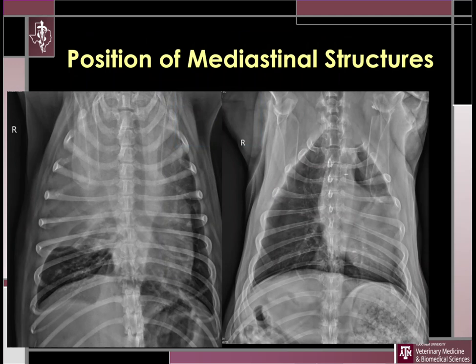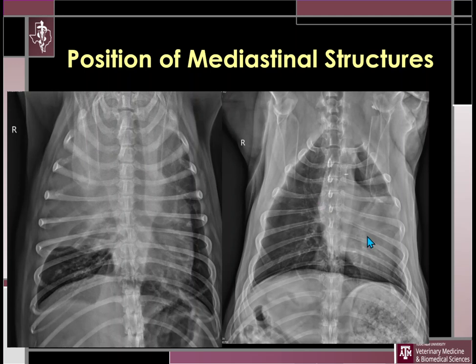Again, when you are assessing the thoracic structures, you need to assess the location of the mediastinum. So here's the trachea, which is part of the mediastinum or in the mediastinum. Here's the bifurcation. Notice how the trachea is displaced to the left in this animal, and there's increased soft tissue opacity in the right thorax. So this suggests that there's some space-occupying disease in the right side that is pushing the trachea to the left.